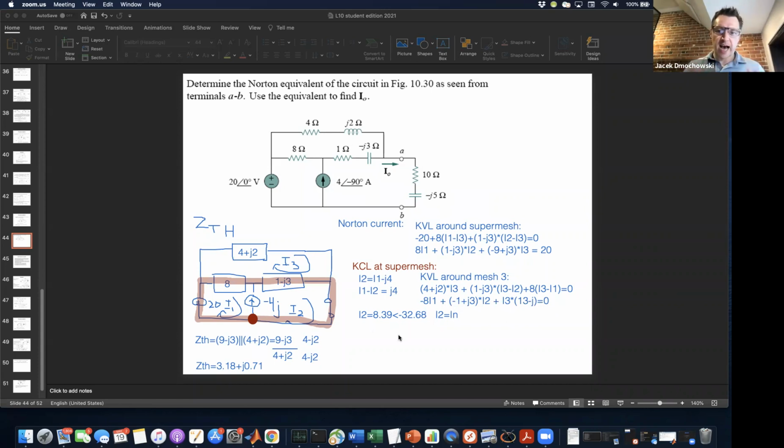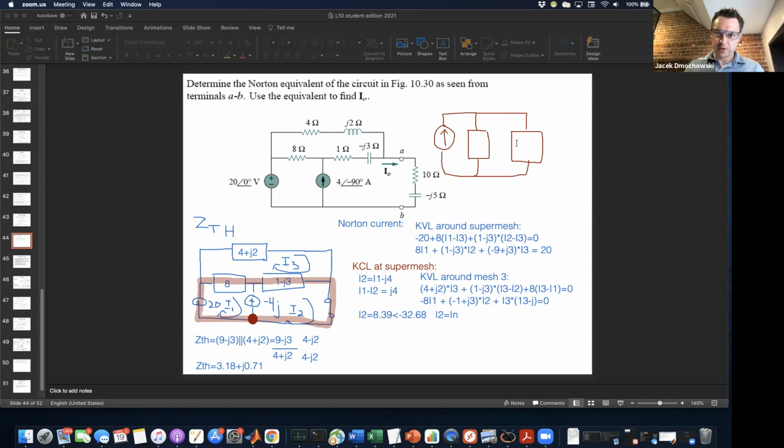Okay, so now comes this added step where we actually have to use what was connected between terminals A and B. And so now let's draw our equivalent Norton circuit. We have a current source. We have our Z, I call it ZTH. I really should have been saying ZN, but they're equivalent. And then we have our load here. The load is what's in between A and B, which is 10 minus j5.